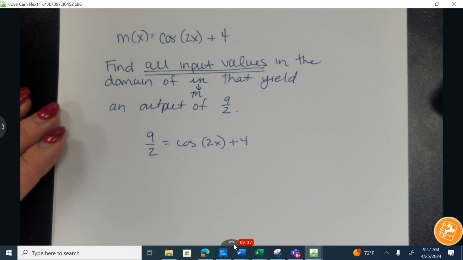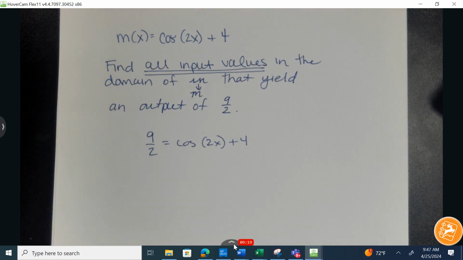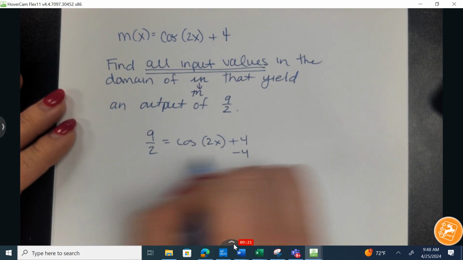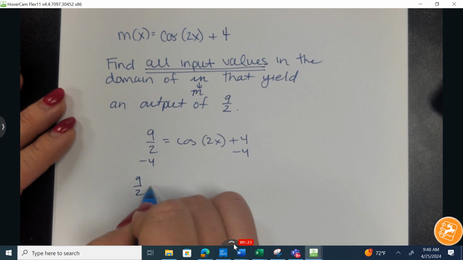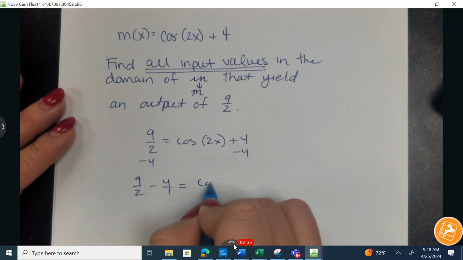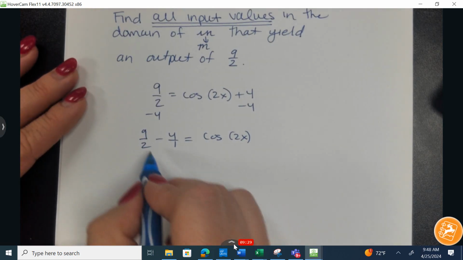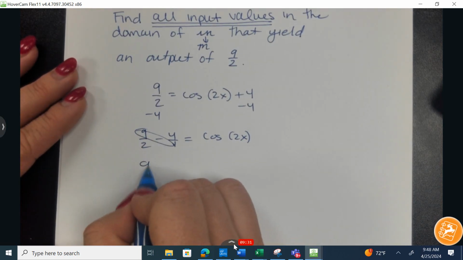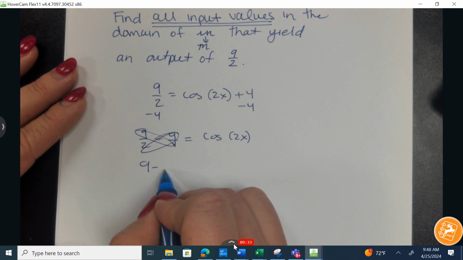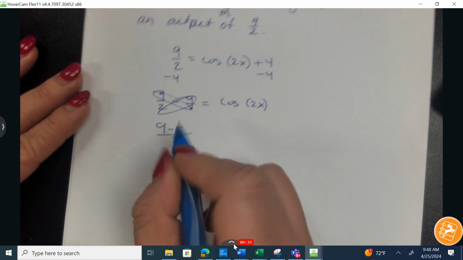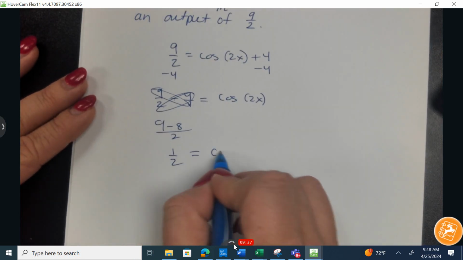Alright, so then my next step here is I'm going to subtract 4 from both sides. So I have 9/2 minus 4, or 4 over 1, equals the cosine of 2x. I'm going to do that McFarland method or butterfly method here. We have 9 times 1 is 9. Subtract 2 times 4 is 8. All divided by 2, and I get 1/2.